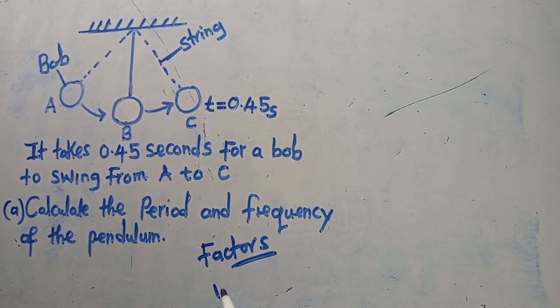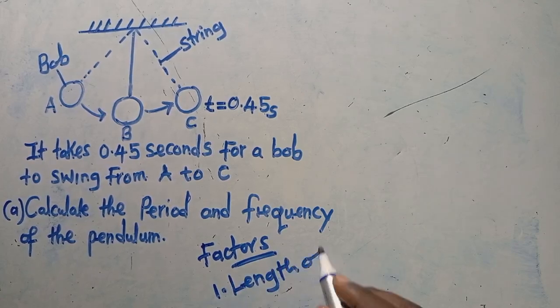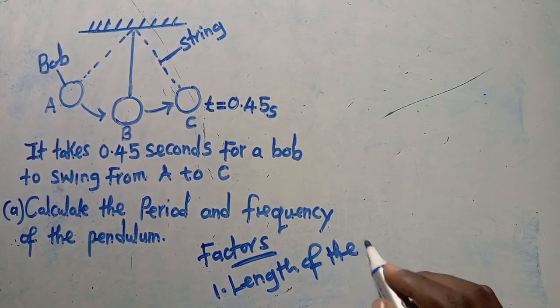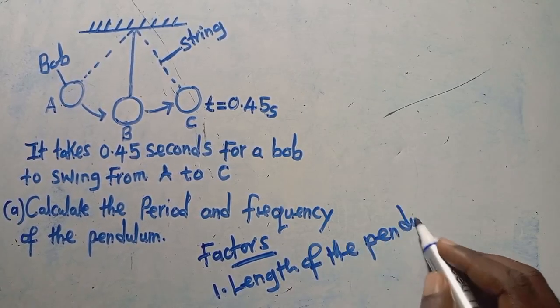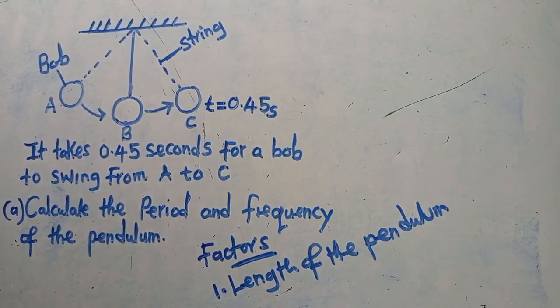One, we look at the length of the pendulum. The length of a pendulum affects the period of a pendulum, in that the period is directly related to the square root of the length. So a longer pendulum has a longer period. This is what you need to understand. So a longer pendulum has a longer period.